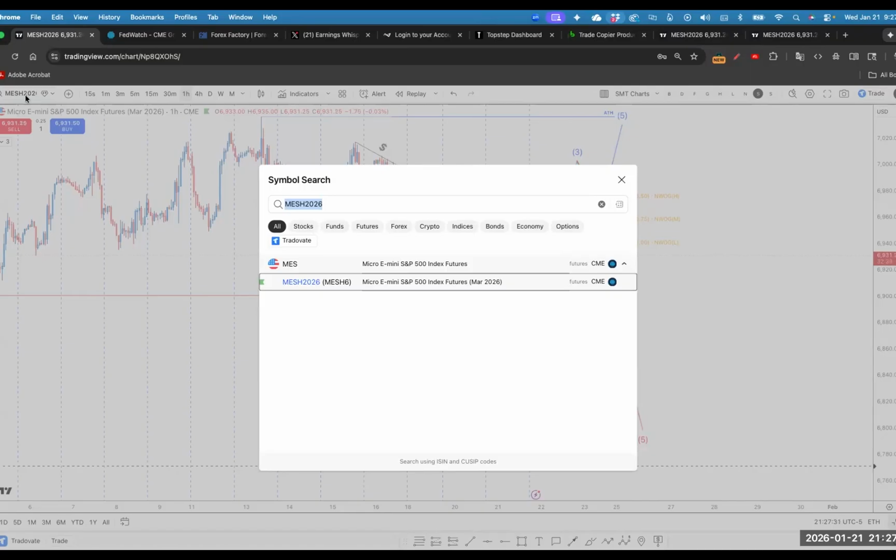I'm confused. I mark my chart up, I'm hitting my targets, but they're not letting me trade on this symbol. So now I understand. Yeah, make sure you're in the right contract. All right. Got it. Appreciate that.